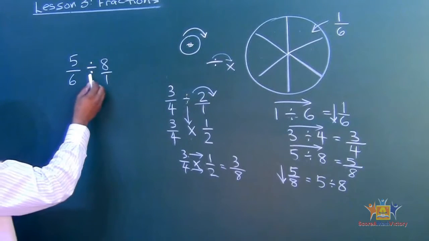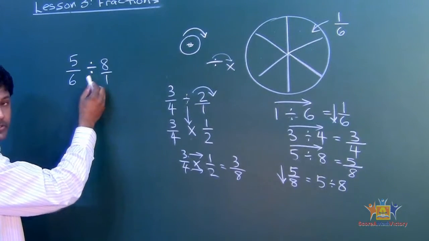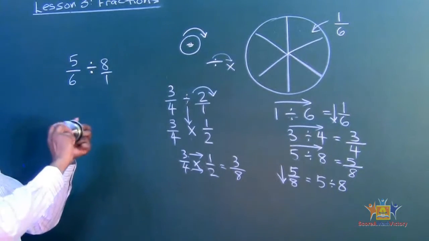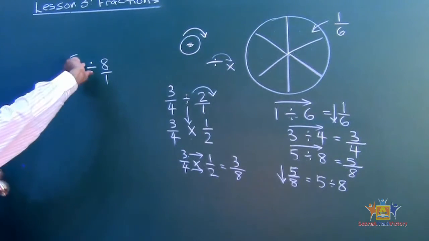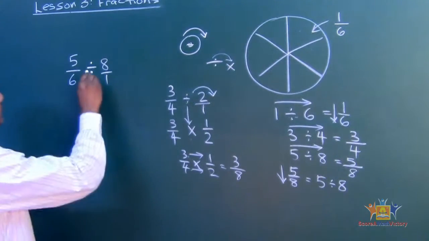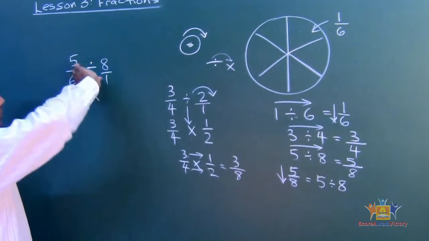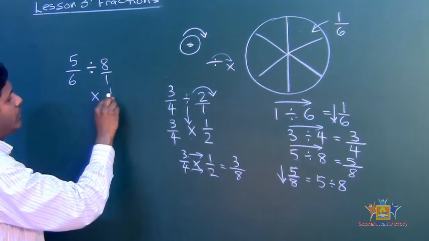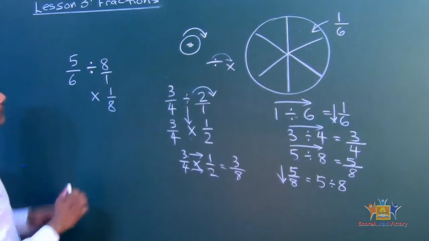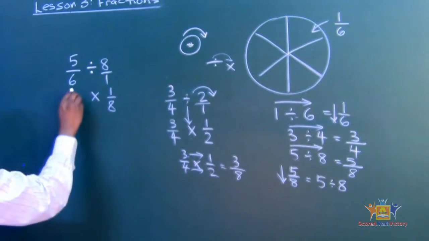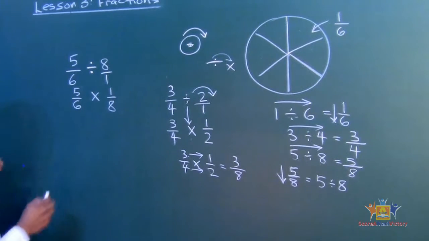Okay? So now I'm going to convert the division to multiplication, and we're going to use the doorknob method. So we're going to turn the division to become what? Multiplication. Division becomes multiplication. When I turn, 8 also turns. It becomes 1/8. So that one flips over, it becomes 1/8. I'm just going to bring the 5/6 down. I'm not going to change that.